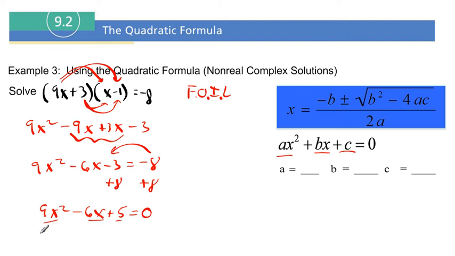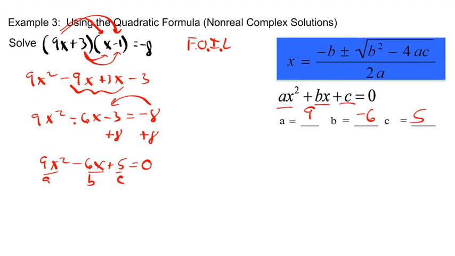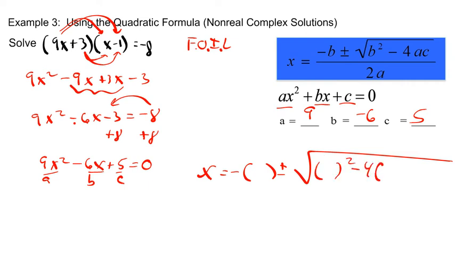Let's go ahead and label our A, B, and C. So A is 9, B is -6, and C is 5. All right, so let's rewrite the quadratic formula using our parentheses. x equals -b plus or minus the square root of b squared minus 4 times a times c, and that's all over 2 times a.